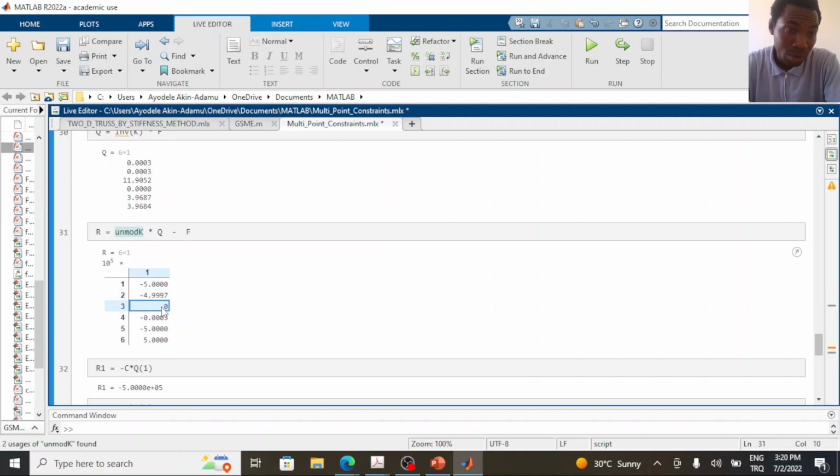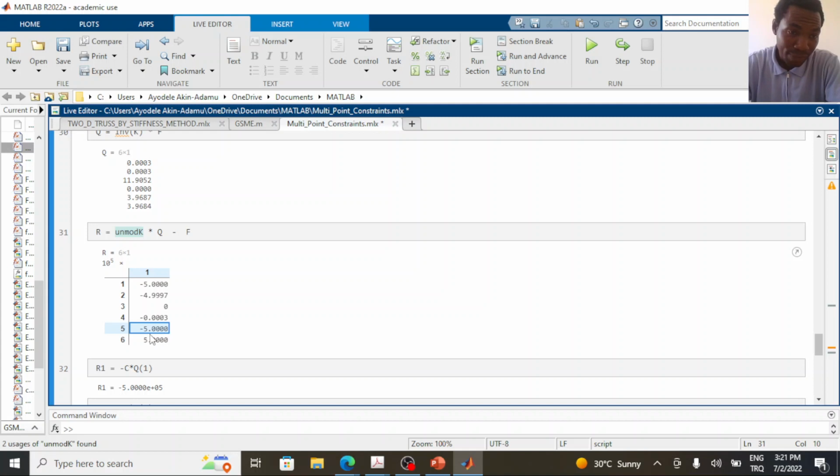The reaction component at node 3 is actually 0 because there isn't any reaction support at that point. At 4 is a very small value, which I think is 30, this value multiplied by 10 raised to the power 5. I think maybe 30 newton or 300 newton, a very small value. Maybe it's supposed to give 0, I don't know. We are going to check the reaction component at this support reaction on the Ansys program in my next video.